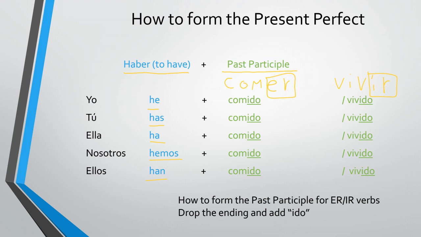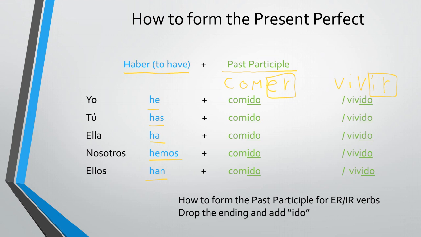So for the first one, I'll just do comer. Yo he comido, I have eaten. Tú has comido, you have eaten. Ella ha comido, she has eaten. Nosotros hemos comido, we have eaten. Ellos han comido, they have eaten. And then if you were going to do vivir, yo he vivido, I have lived. Tú has vivido, you have lived, and then so on. You can see how it works from there.